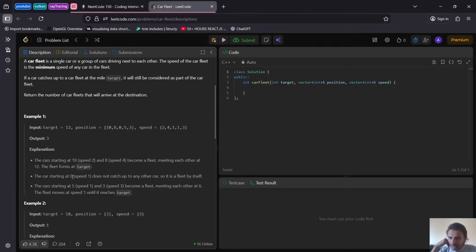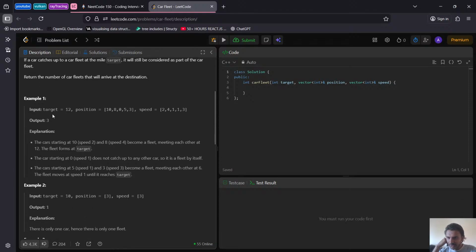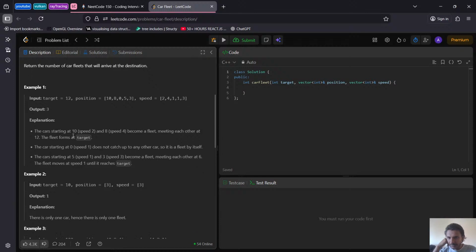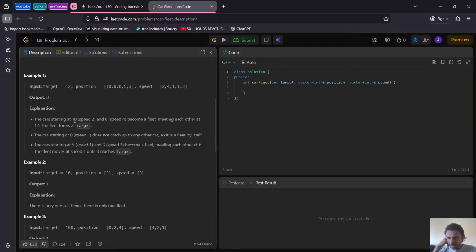So let's start. Our target is 12. The positions are 10, 8, 0, 5, 3, and the speeds are 2, 4, 1, 1, 3. The output will be 3. The car starting at 10 with speed 2 and the car at 8 with speed 4 become a fleet, meeting each other at 12. The fleet forms at target 12.